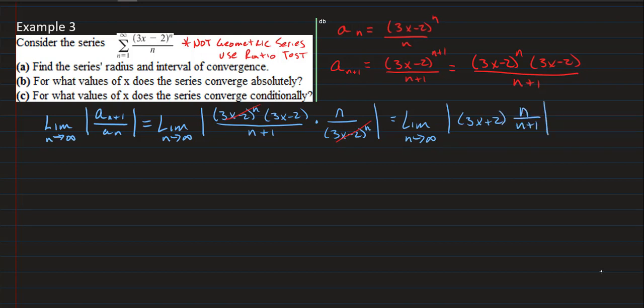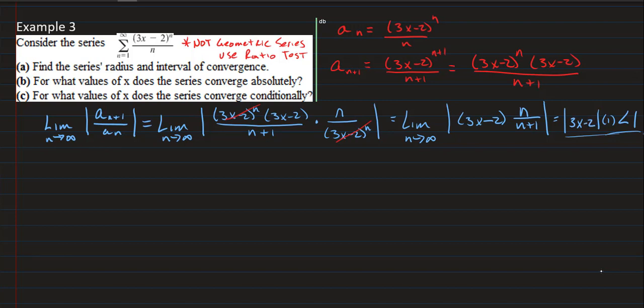For this limit, the variable is n. And since the degree of the numerator is the same as the degree of the denominator, this is going to be the absolute value of 3x minus 2 times 1, because n over n plus 1 as n goes to infinity is equal to 1. That converges as long as that is less than 1. I'm going to use this now to set up my compound inequality to get the domain for x. Somehow I changed that minus 2 to a plus 2. This should be a minus 2 right here, and this will be a minus 2 right here as well.